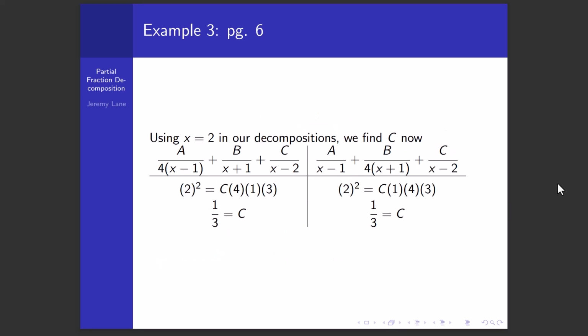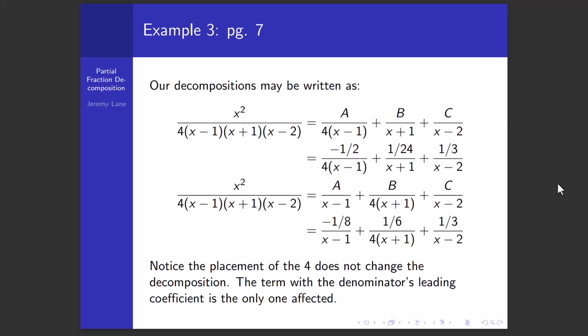When you use x equal 2 in our decompositions, we can find out the value of c. And again, when we put 2 in for x in the substitution, we get c to be 1/3 for both of these, because neither one of these templates involve 4 in the denominator of c. So they're identical. So our decompositions for these could be written as -1/2 divided by 4 times the factor x minus 1, plus 1/24 over x plus 1, plus 1/3 over x minus 2.